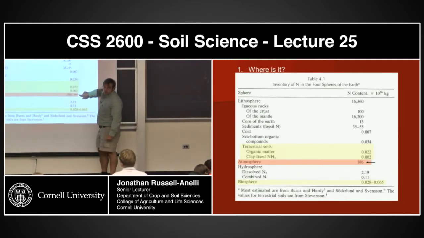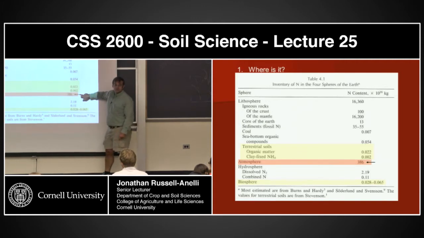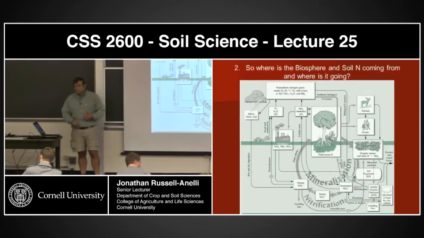The second largest pool behind the lithosphere is the atmosphere. Nitrogen gas in the atmosphere. We also have the hydrosphere, fairly small pools, and then we have the biosphere. That's us. Very small pool. Most of the nitrogen on our planetary system is in the rocks. The second largest pool is in the atmosphere. Okay? So that tells us where it is.